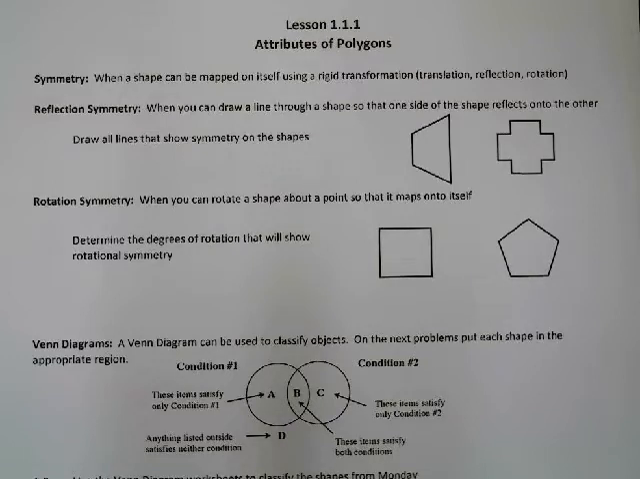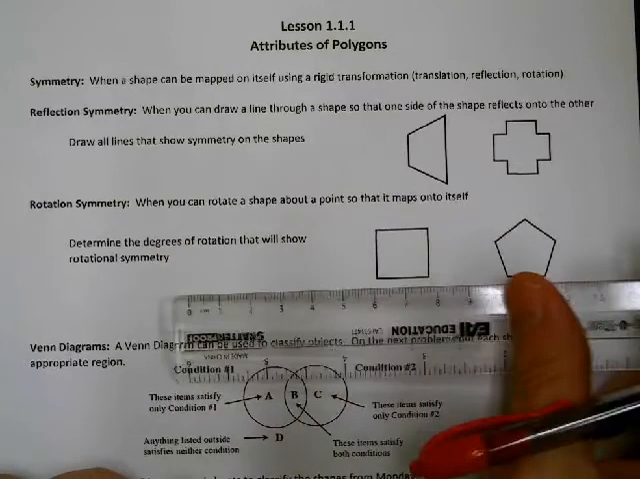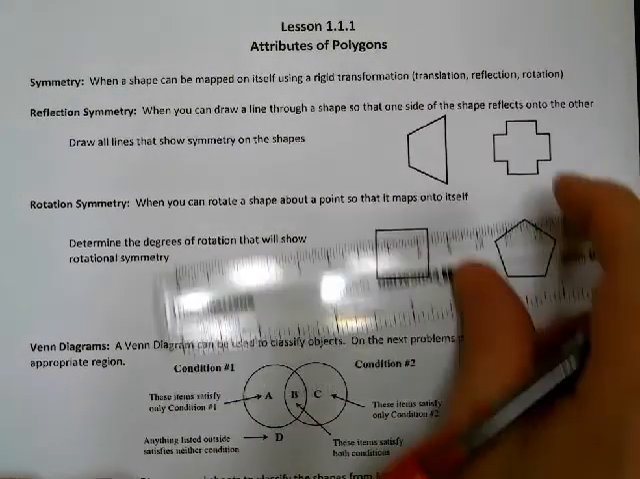There are several types of symmetry. We've got translational symmetry, reflectional symmetry, and rotational symmetry. Reflectional symmetry would be if I could draw a line somewhere on the shape so that if I folded the shape, it would be the same exact shape. What I mean by that is, let's look at this trapezoid first. Looks like it's an isosceles trapezoid.